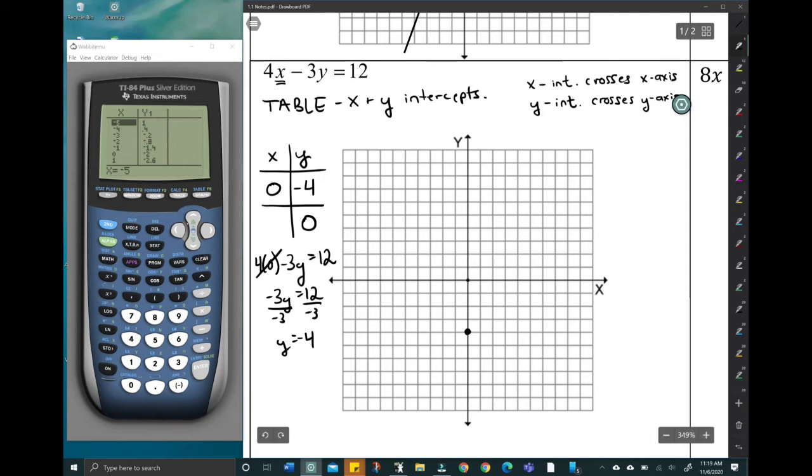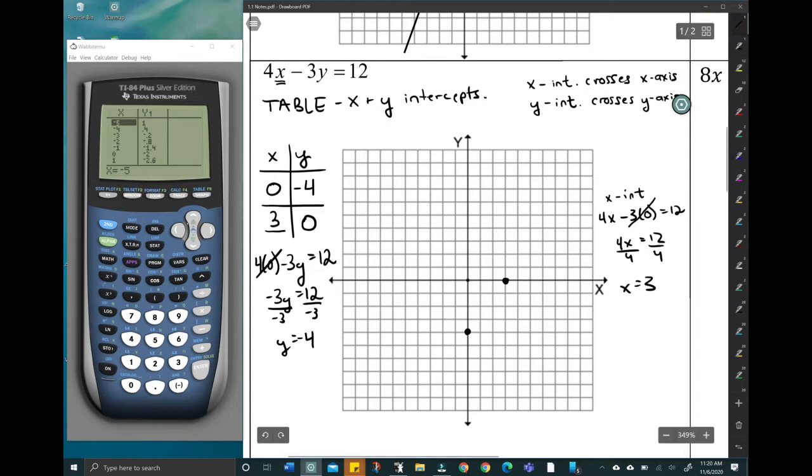For the other point, to fill in this spot, you're substituting 0 in for y. So over here, to find the x-intercept, you substitute 0 in for y. It's backwards thinking. 4 times x minus 3 times 0 equals 12. The 3 times 0 will cancel. 4x equals 12. Divide by 4, divide by 4, and x equals 3. That means we have the point (3, 0) to graph. 1, 2, 3. And you have 2 points.